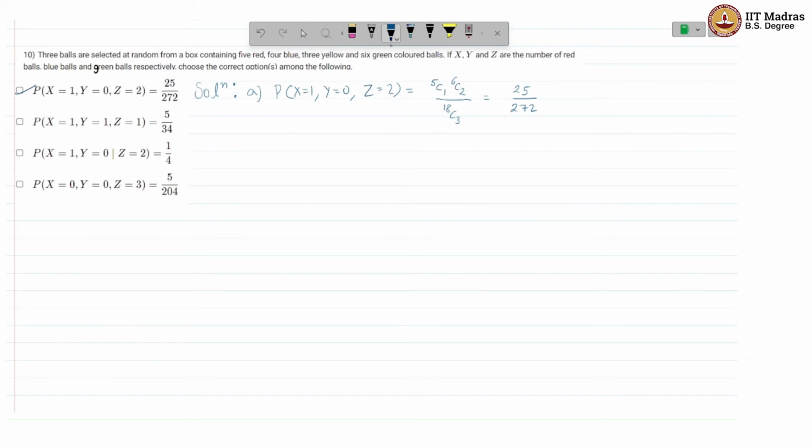Now checking option B. In option B, we have to find the joint probability that X is equal to 1, Y is equal to 1, and Z is equal to 1.